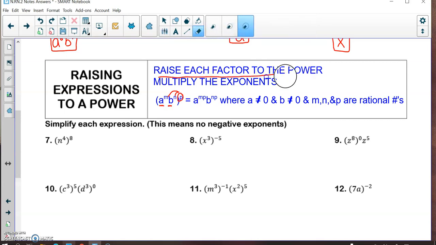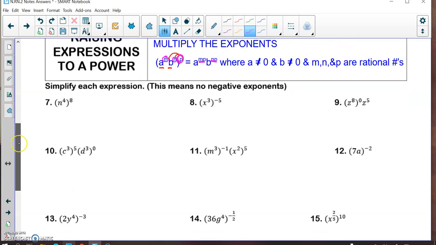And then the other part where it says multiply the exponents, well, a already had an exponent attached to it, which was m. And if I'm going to put this p exponent into the a, then I need to multiply the m and the p together. And same with the n exponent attached to my b, I would need to multiply the n and the p exponent together. I know that was a lot of information, but we're going to get through that together.